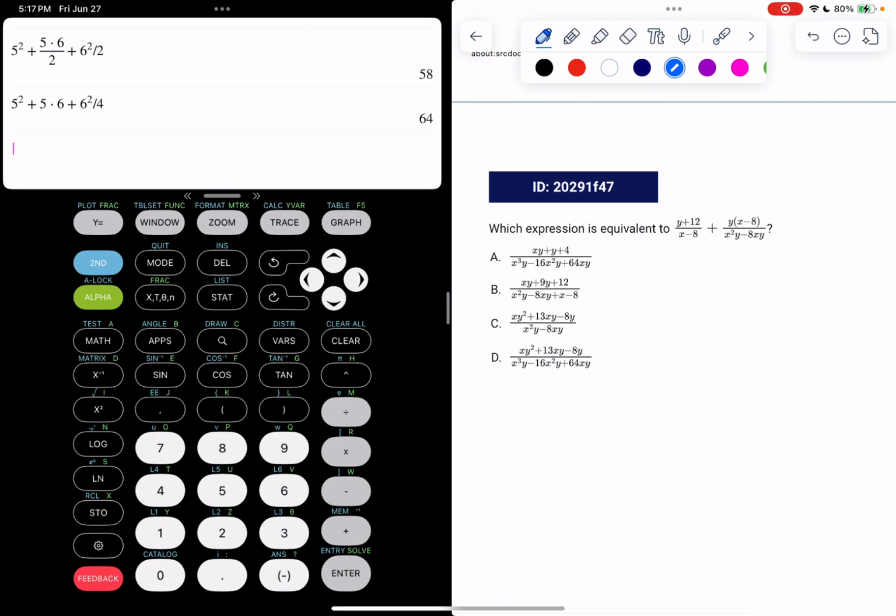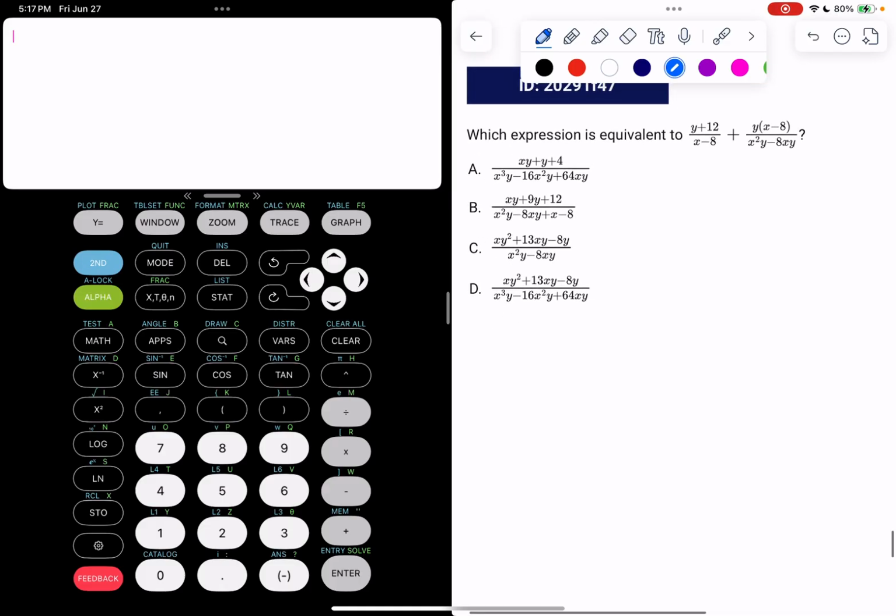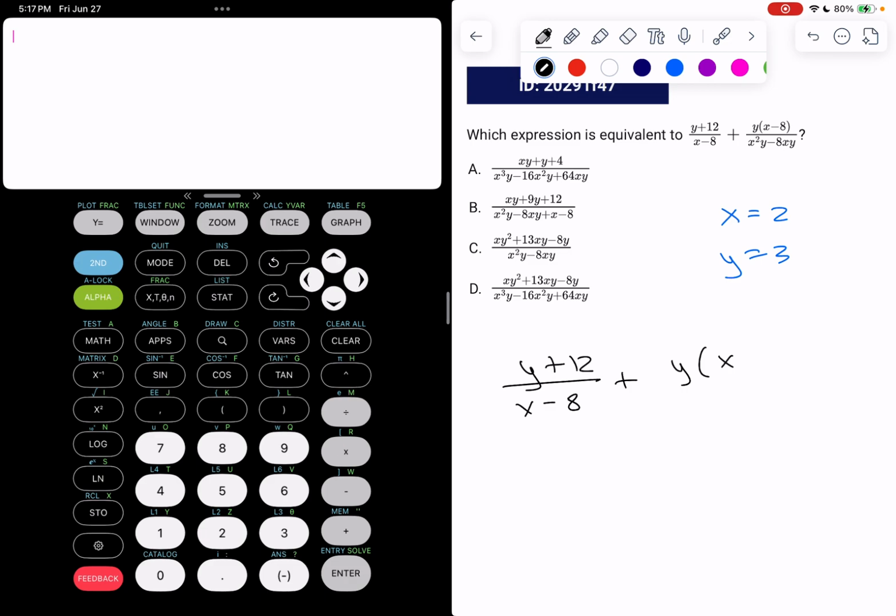Oh boy, this looks like a bunch of intimidating math, but wait. I see a bunch of variables in the question stem, variables in the answer choices. This is a straight up variable dance party. Let's do it with plug-in. Looks like we have to plug in for x and y. So let's pick x. I'm going to pick 2. Let's make y 3. So I'm going to put this right into my original equation. Take a look. y plus 12 over x minus 8 plus y times x minus 8 over x squared y minus 8xy. Okay, so anywhere I see my x, I'm going to replace it with 2.